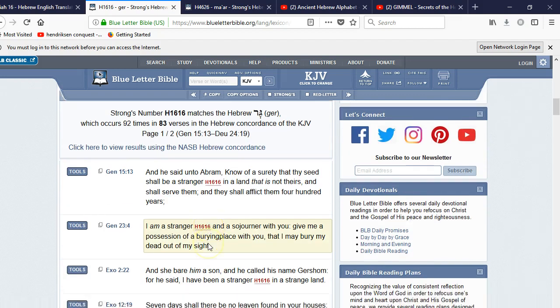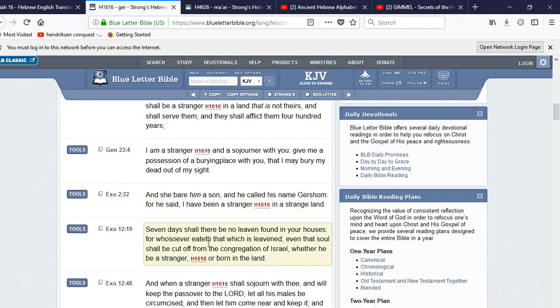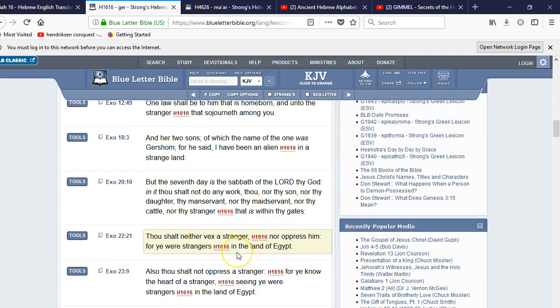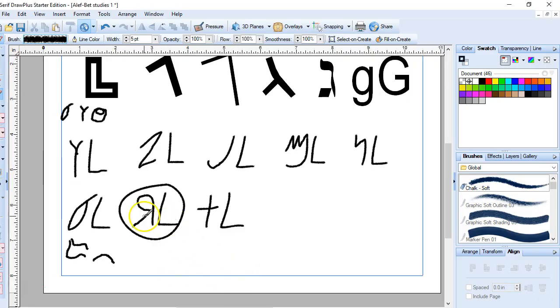And he said unto Abram, know of a surety that thy seed shall be a stranger. I am a stranger and sojourner with you. Exodus 2:22, and she bare him a son, and he called his name what? Gershem. For he said, I've been a stranger in a strange land. Gershem. Stranger, stranger, foreigner, stranger. Now, why I find that to be interesting is because it's the G and the R.